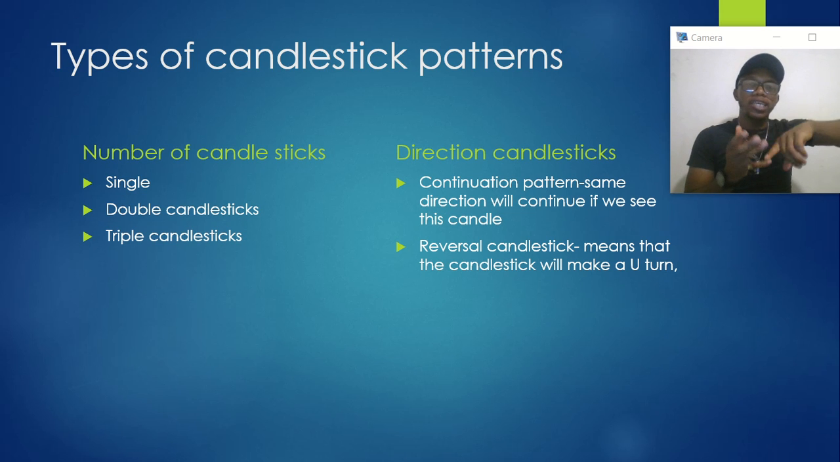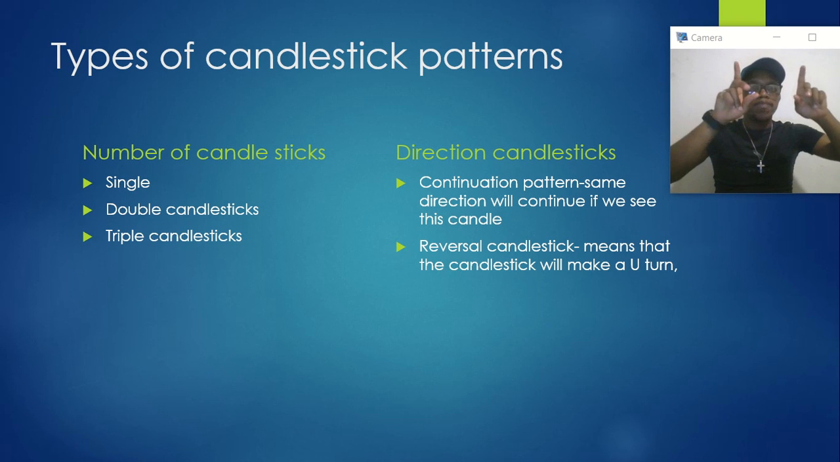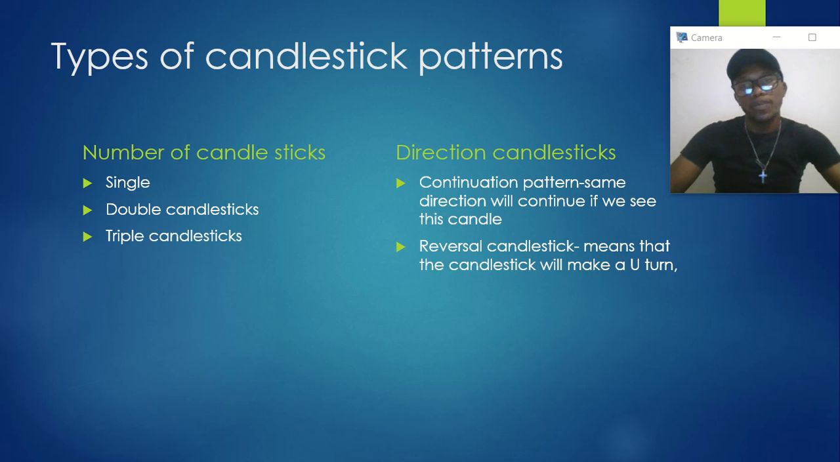So the directional candlesticks, there are two. There is a continuation pattern where the same direction will continue if we see that type of candlestick. But among the directional candlesticks, there is also what we call the reversal candlestick, which means that the market is now making a U-turn, meaning if the market was bullish, now it is going to be bearish.